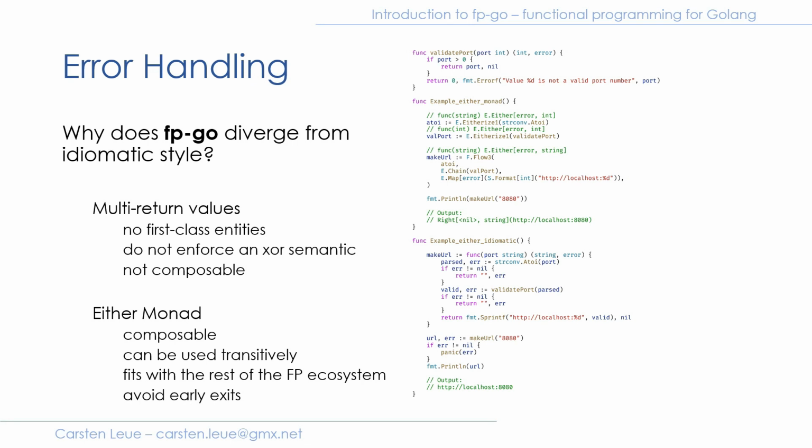In idiomatic Go style, every equivalent operation would return the value and an explicit error object, and you would have to check for the error object explicitly and bail out at that time.